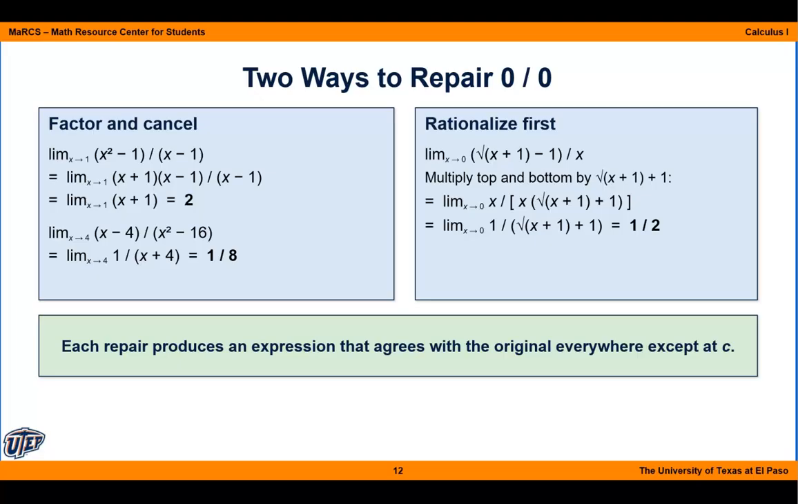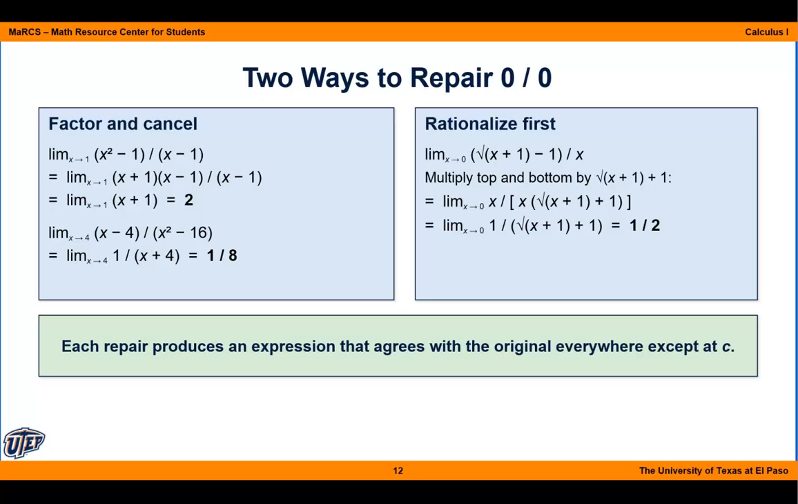The second factoring example works similarly. Factor the denominator as a difference of squares. Cancel the common factor and then substitute 4 into the remaining expression. The limit is 1/8.